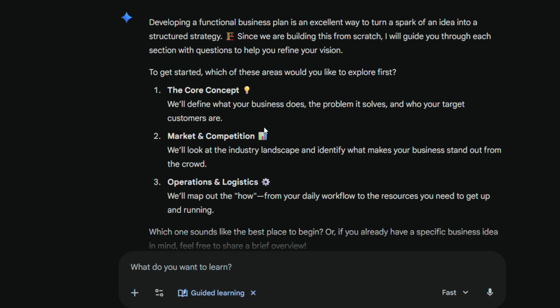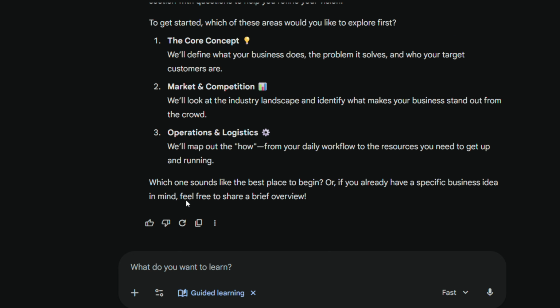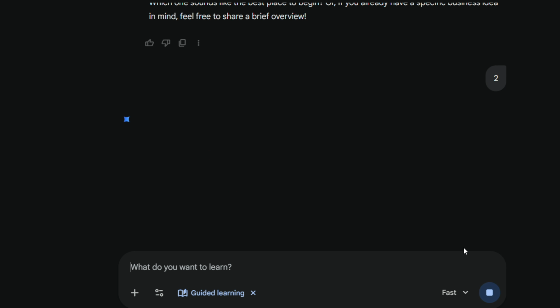So to get started, it will ask you a question. So which of these areas would you like to explore first? So first is the core concept, market and competition. The third one is operations and logistics. So I'm just going to type in number 2, click on submit.